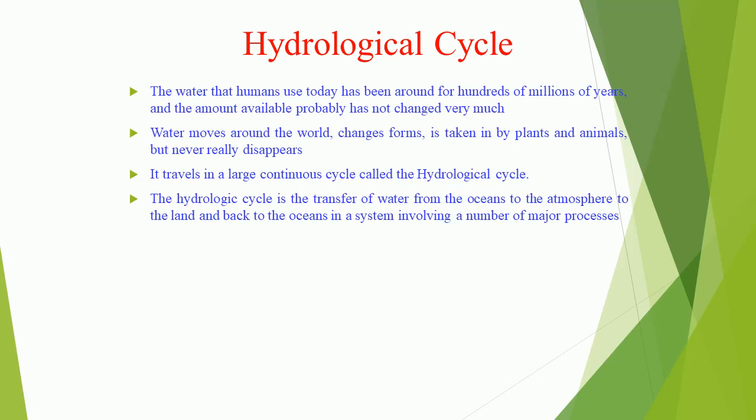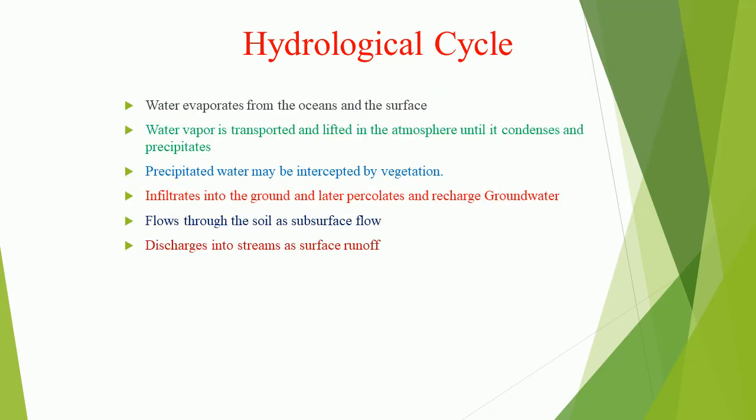The hydrologic cycle is the transfer of water from the oceans to the atmosphere to the land and back to the oceans in a system involving a number of major processes. Water evaporates from the oceans and the surface. Water vapor is transported and lifted in the atmosphere until it condenses and precipitates.